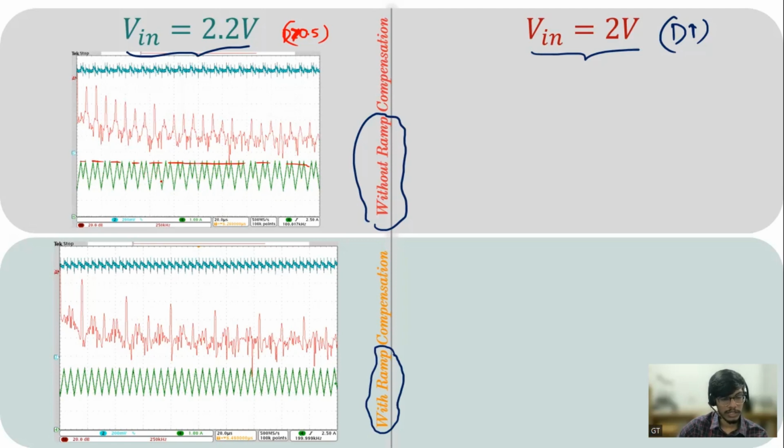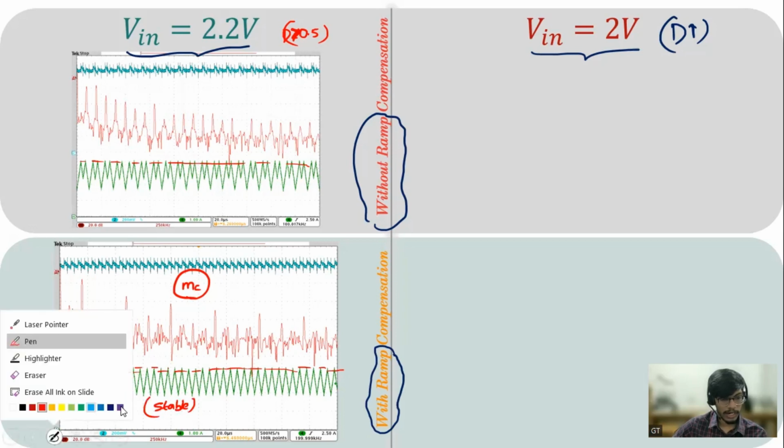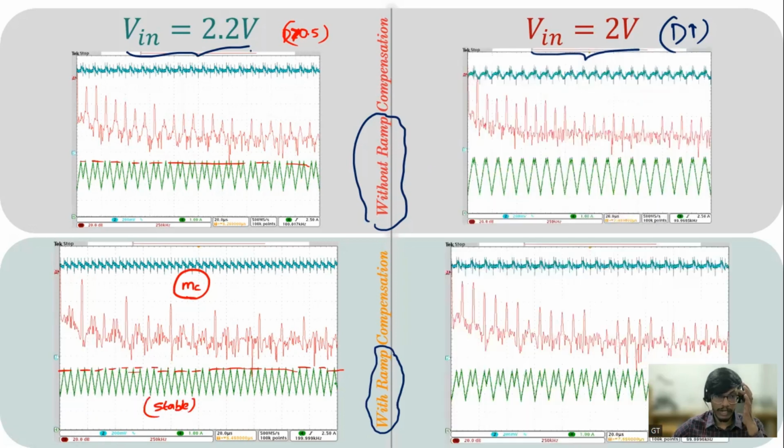So how to tackle this issue? Sir has given a ramp compensation MC and the same reference. So the reference we are not changing, and Sir has reduced this input voltage from previously it was 2.5 or something, and now Sir has provided the ramp compensation, and now it is stable. So Sir has provided some MC ramp compensation, some value. And in the second case, Sir has reduced the V in 2.2 to V in 2 volts. Now it still has this subharmonics.